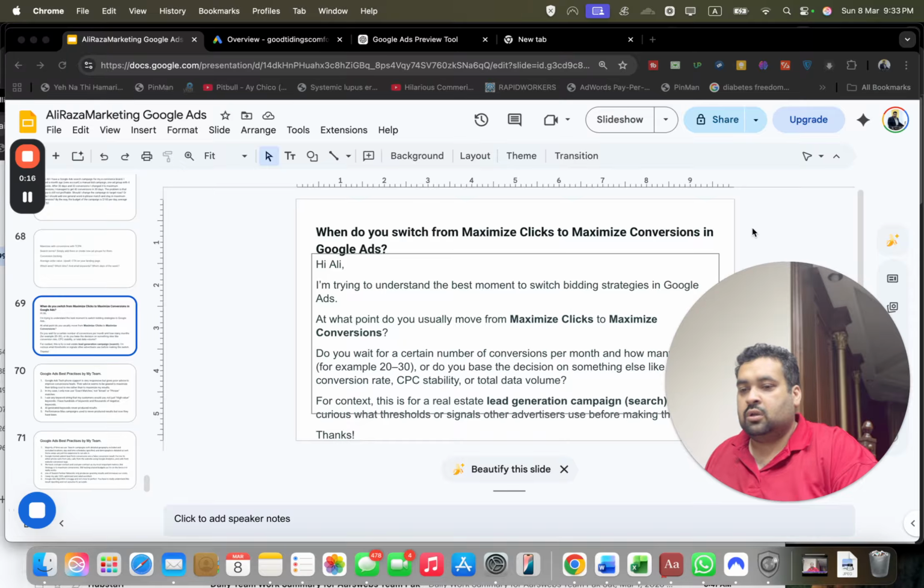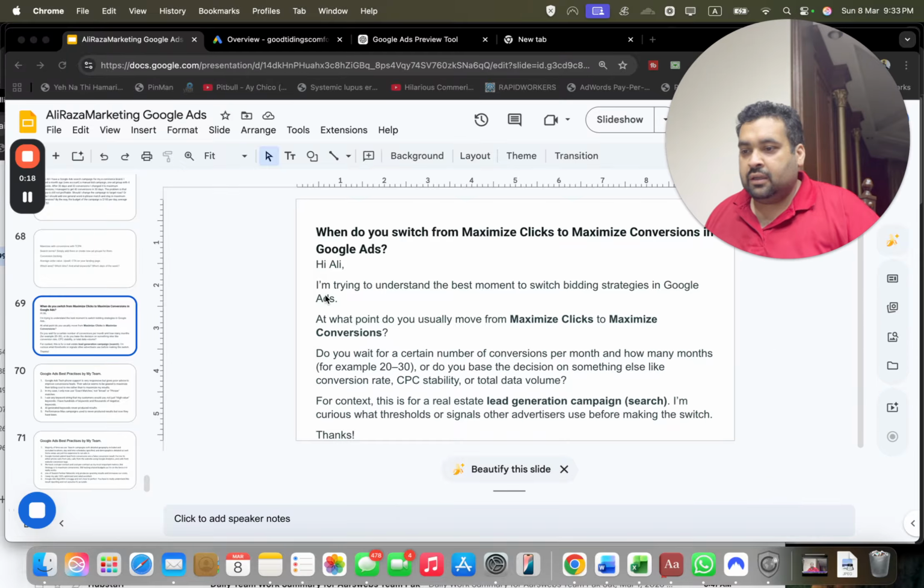Google Ads? Okay, so hi Ali, I'm trying to understand the best moment to switch bidding strategies in Google Ads. At what points do you usually move from maximize clicks to maximize conversions? Do you wait for a certain number of conversions per month, and how many months, for example 20 to 30, or do you base the decision on something else like conversion rate, CPC, stability, or total data volume? For context, this is for a real estate lead generation campaign search. I'm curious what threshold signals other advertisers use before making the switch. Thanks.